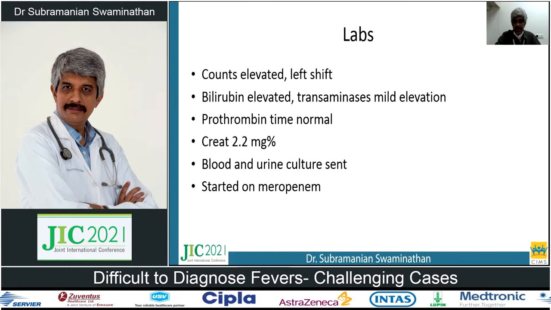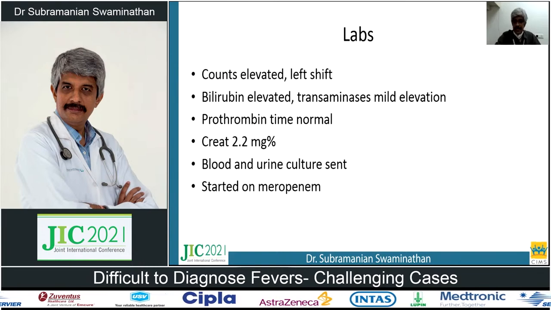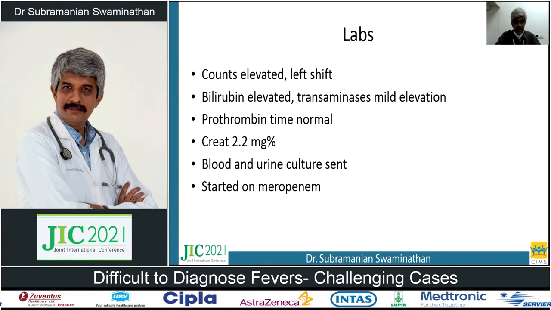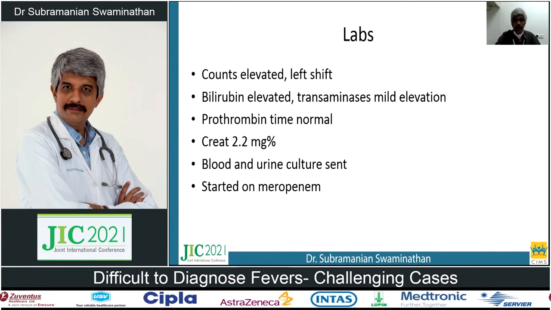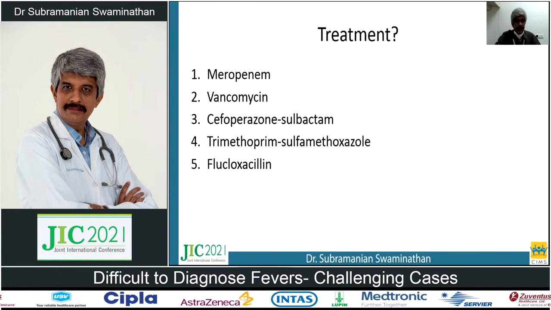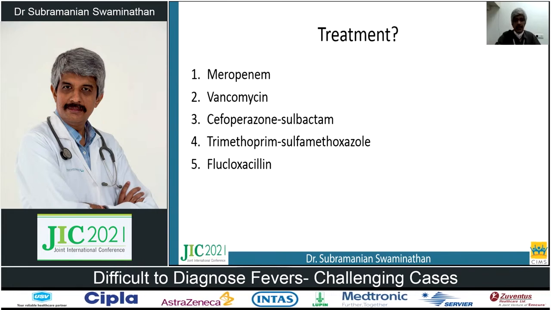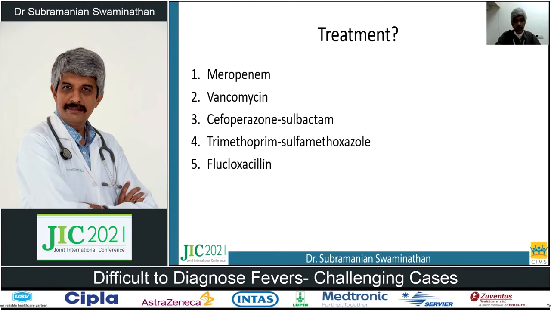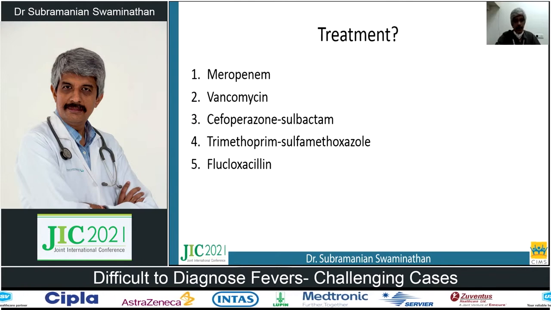Blood and urine cultures were sent and he was started on meropenem. Urine analysis subsequently came back with some abnormalities as well. So at this point, he had already been on meropenem when my team was called in. So what do we do? Do we continue meropenem? Do we add vancomycin? Do we switch to ceftriaxone sulbactam? Do we add cotrimoxazole? Or should we just put him on flucloxacillin?